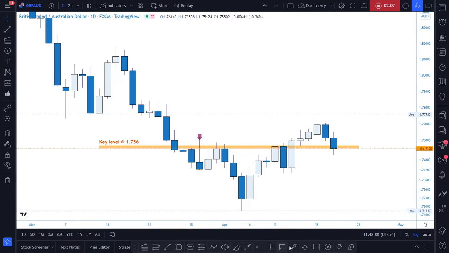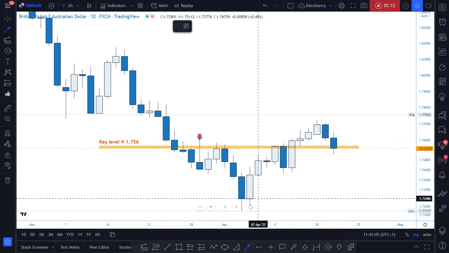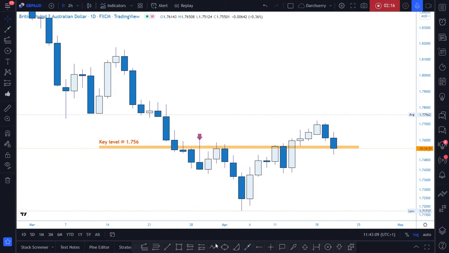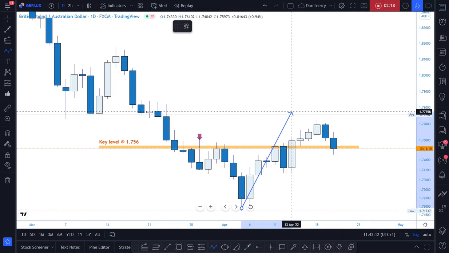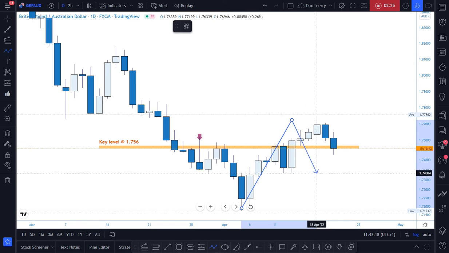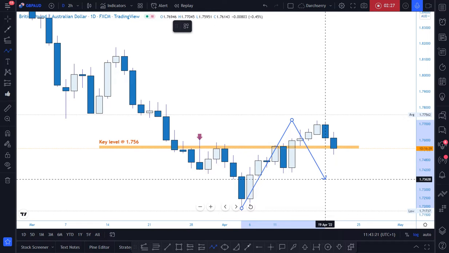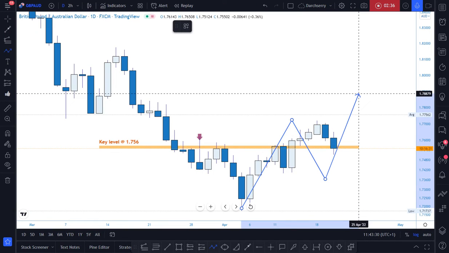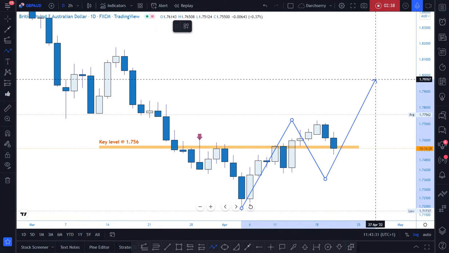Now the breakout of this level can be called an impulse leg, and we are looking at price doing a retracement of that impulse leg. And what I'm looking at is a possible retracement into our golden zone area, which I always identify between 50 to 78.6% retracement of the impulse leg before we see a breakout one more time of that key level to the upside.